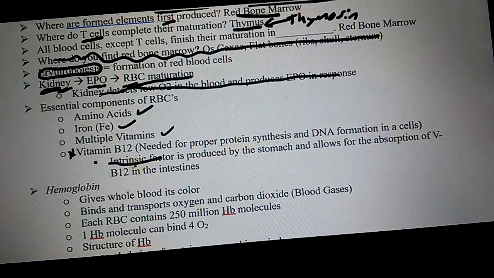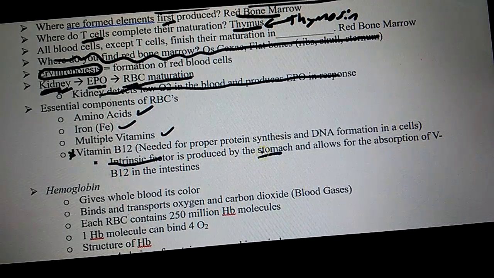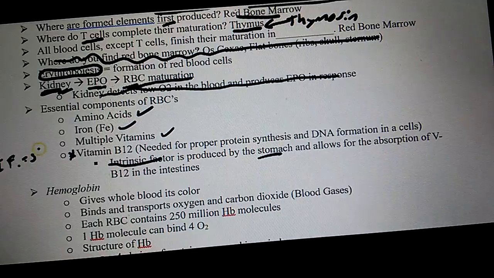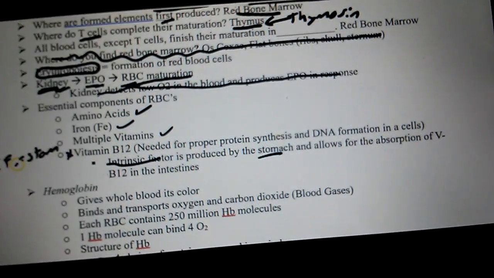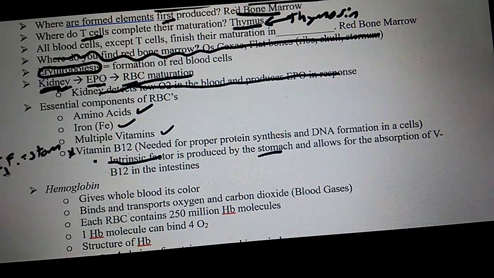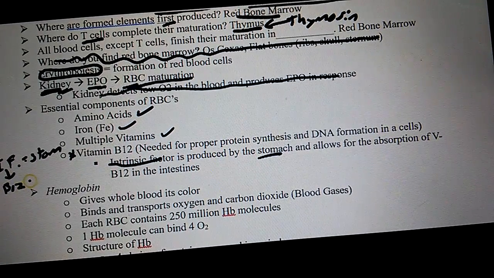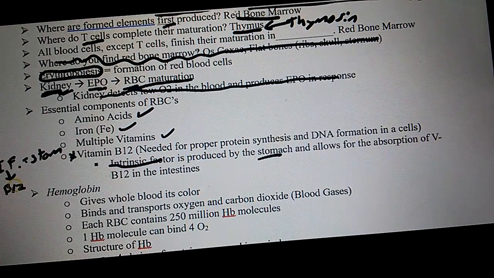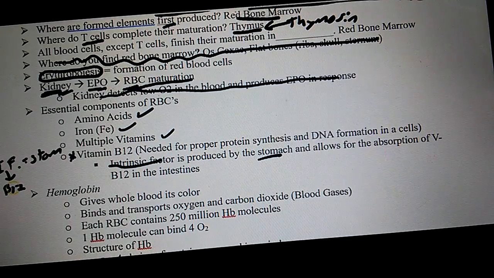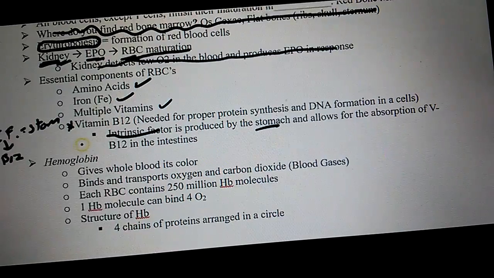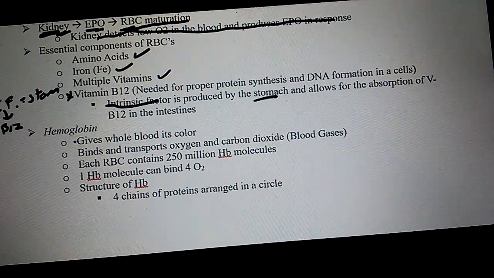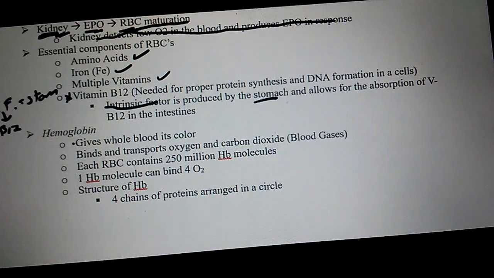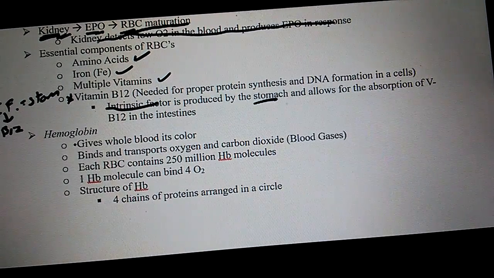Intrinsic factor. What organ produces intrinsic factor? Stomach. Does intrinsic factor cause the absorption of vitamin B12 at the intestines? Yes. Is intrinsic factor needed for our bodies to absorb vitamin B12 into the blood? Yes.